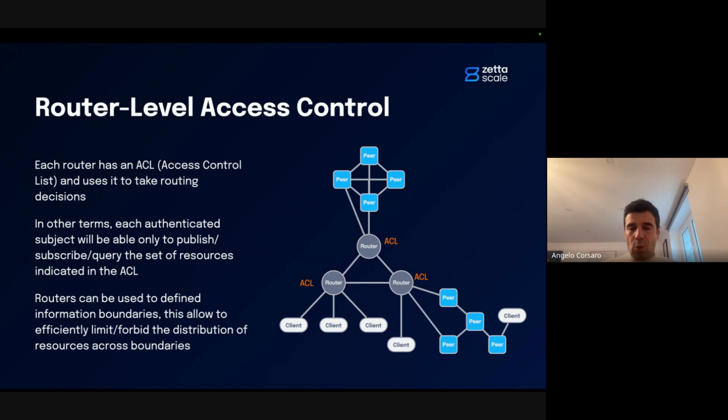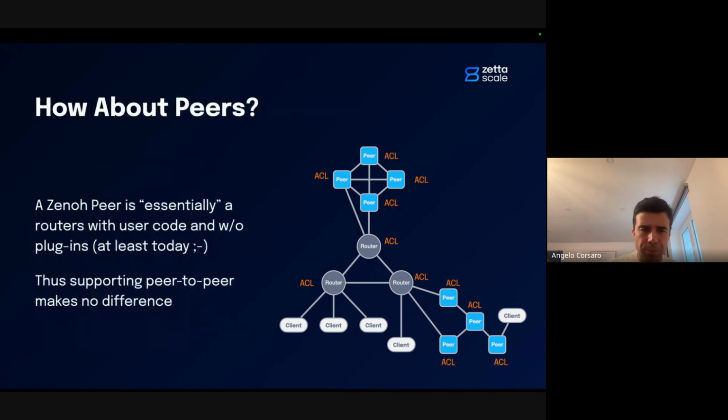So this is quite efficient. It's implemented, as we will see, as a filter in the router, so it's part of the routing interceptor chains, and it covers quite a few use cases quite efficiently. Now, how about peers? Well, as I mentioned before, a Zenoh peer is essentially a router, but a router with user code and without the plugin part, I would say for today, because there will be some changes in the future. Thus, once we have ACL on the routers, essentially we have it on peers for supporting peer-to-peer.